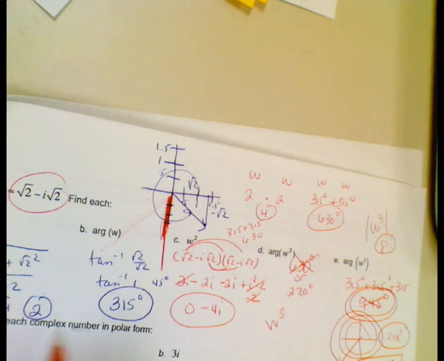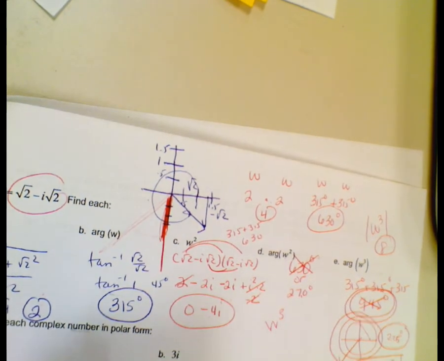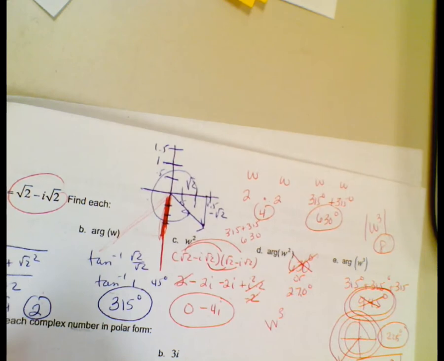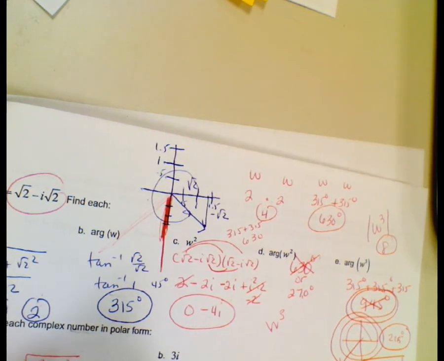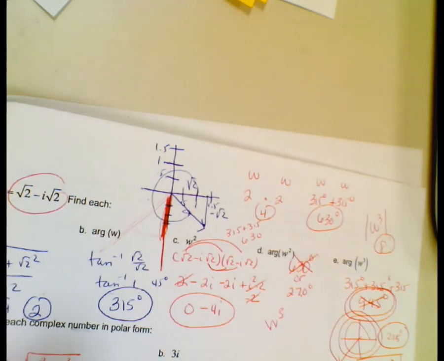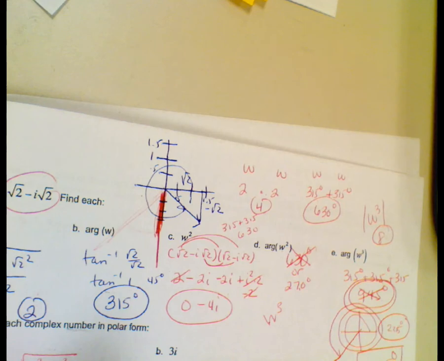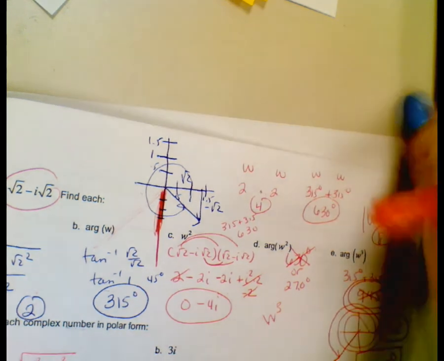All right, write each complex number in polar form. The first thing we do is find R. R is the square root of 3 squared plus 4 squared, which is 5. So that's the first answer. Then to find the angle, we're going to take the arctangent of 4/3.